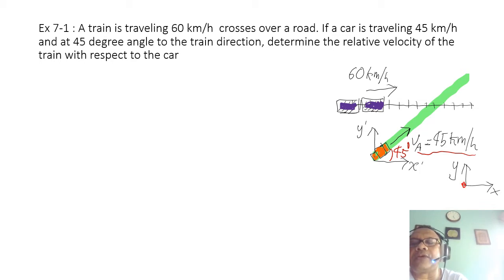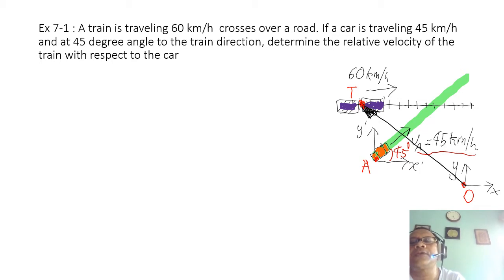So this is my origin of the fixed axis O, and origin of the translating axis A, and this is my train T. So this is T. Point T is a train, and A is the point of the car. So from there, I'll draw the position vector.